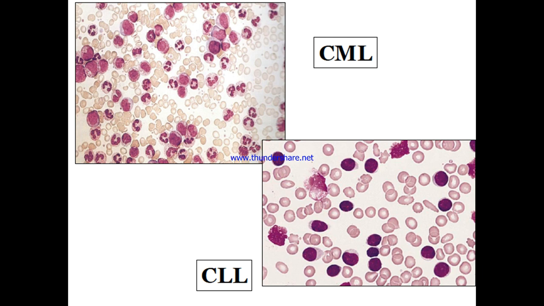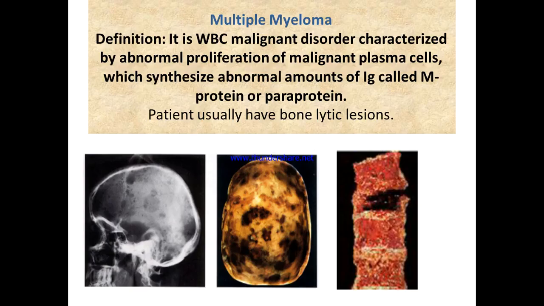There are abnormal myeloid progenitor cells in the peripheral blood, immature cells, large cells with an ugly phenotype. In the chronic lymphoid leukemia, there will be development of an increased number of lymphocytes, of course with abnormal function and morphology. In addition to that, there's also a tumor called multiple myeloma.